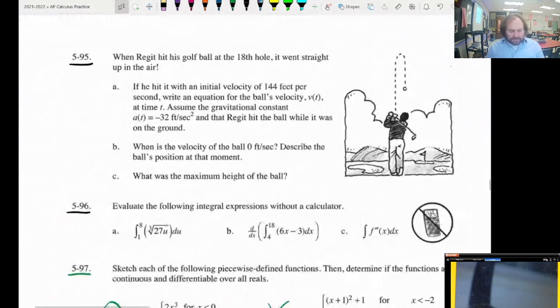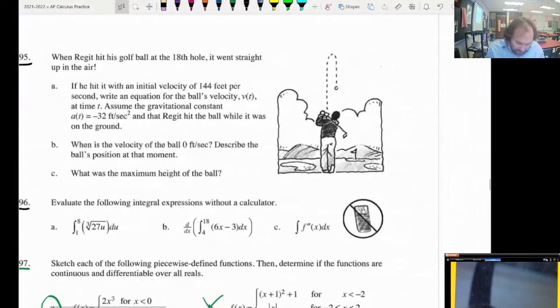Let's look at 595. We're going to go back to physics for a minute here. When Rajit hit his golf ball at the 18th hole, it went straight up in the air. If he hit it with an initial velocity of 144 feet per second, write an equation for the ball's velocity at time t. That's pretty simple to do.